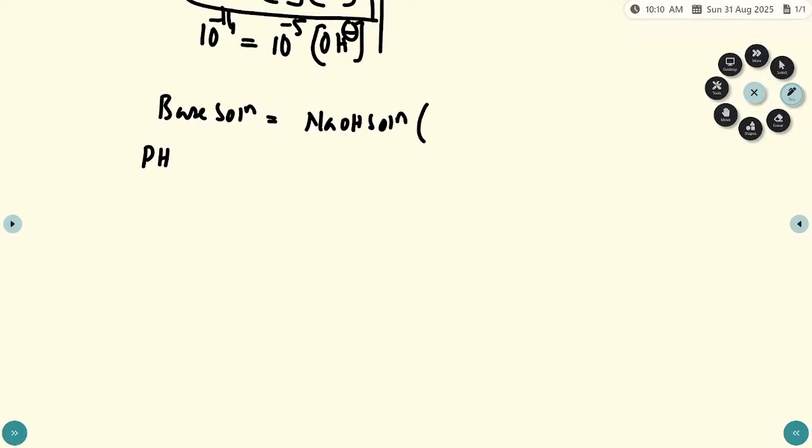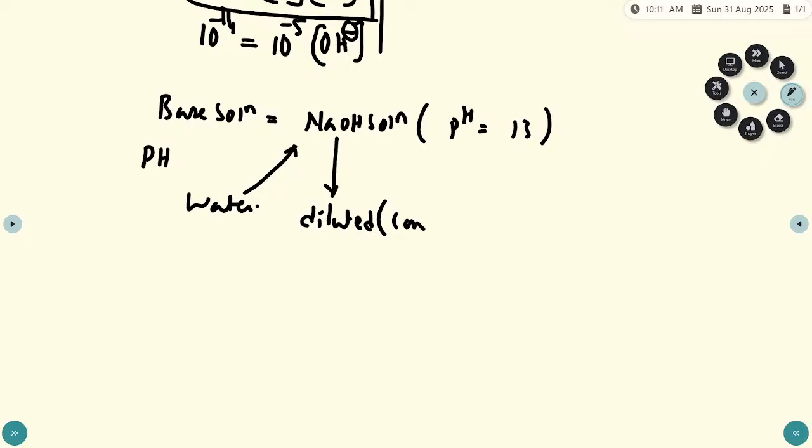So for example, I take a base solution. You know the base solution, for example a sodium hydroxide solution. And to this I am adding water, so the concentration of this solution decreases. What about pH? Decreases.